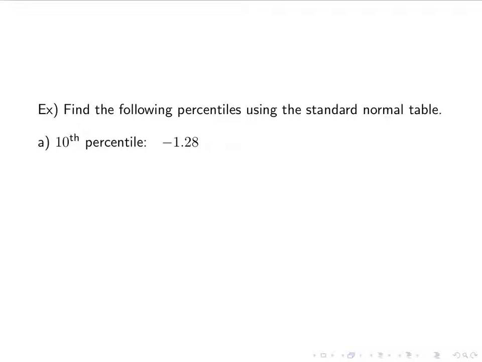So I went down, so wherever my point closest to 0.1000 was in the negative 1.2 row and the 0.08 column. So I get negative 1.28.